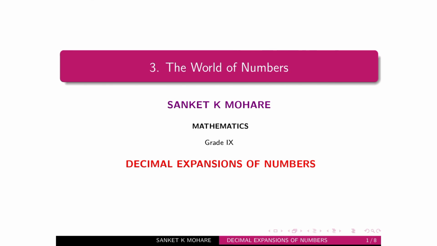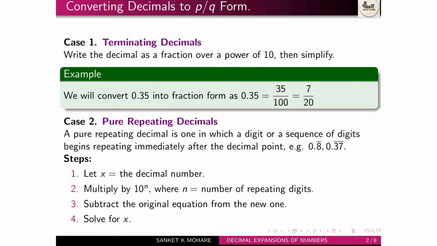Conversion of decimal numbers into the rational number of the form p by q. We already discussed two cases. Case 1 about terminating decimals. With the help of power 10 in the denominator, we can convert a terminating decimal into the form of p by q. Case 2, we have discussed pure repeating decimal.